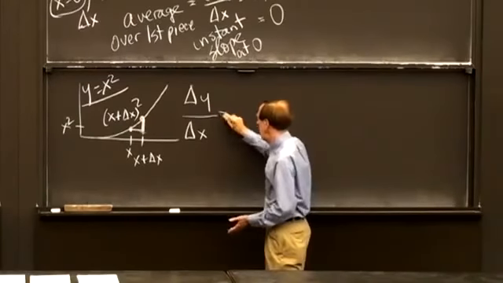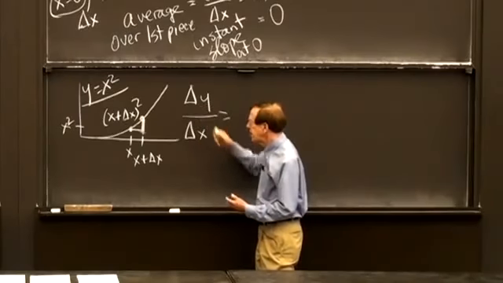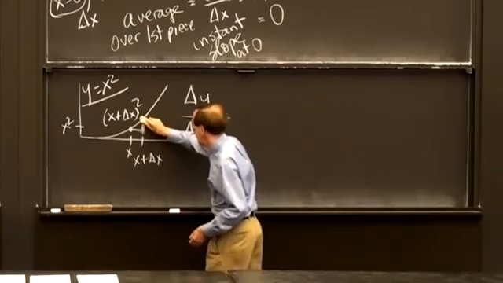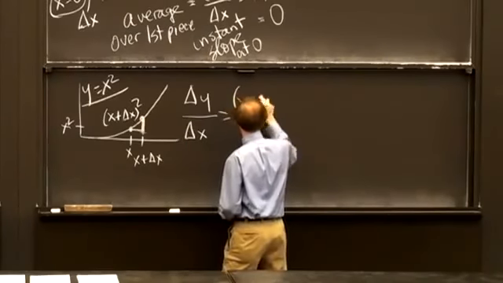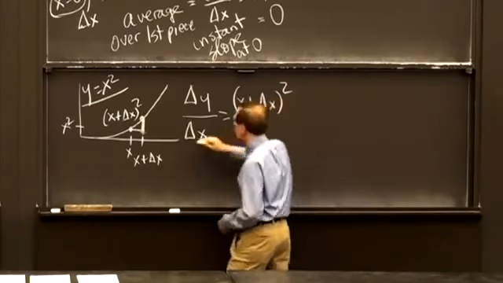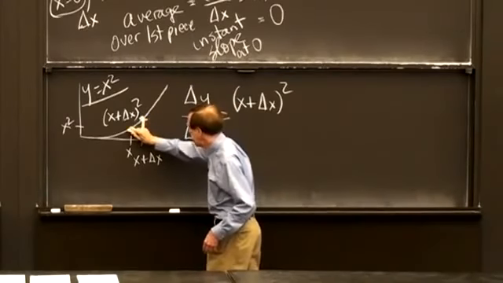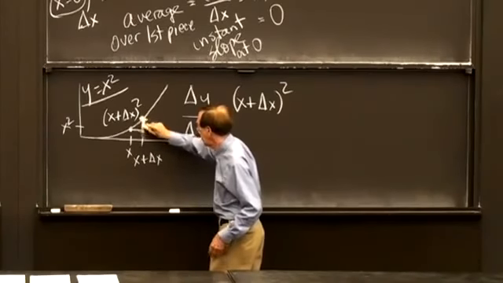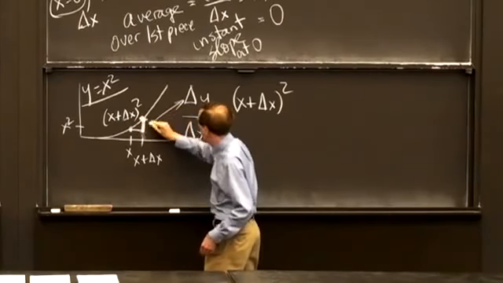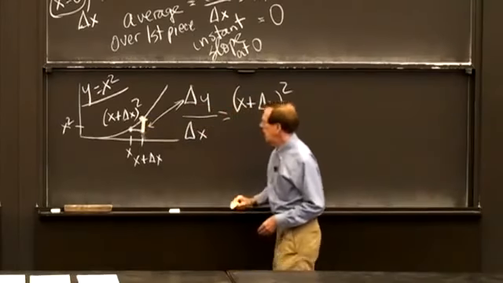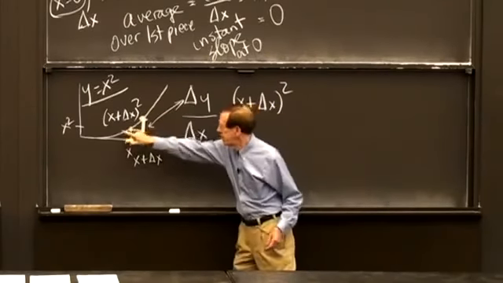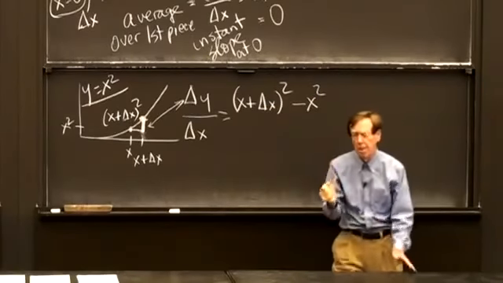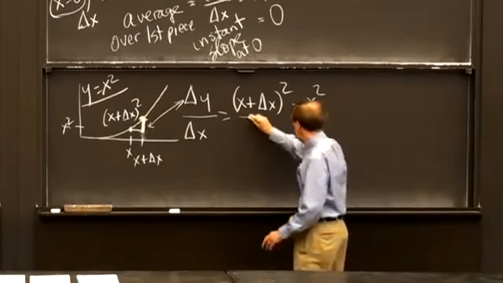And I have to write in what is delta y. It's this distance up. It's x plus delta x squared. That's this height minus this height. I'm not counting this bit, of course. That's the delta y, this piece. So it's up to this, subtract x squared. That's delta y. That's important. Now I divide by delta x.